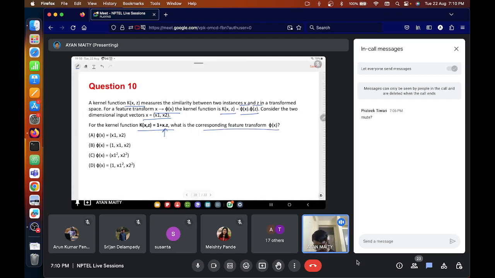So for this kernel function given, what can be the feature transformation from x to phi(x)? Four options are given for phi(x). First option is phi(x) = (x1, x2). Second option is phi(x) = (1, x1, x2), and third is phi(x) = (x1², x2²), and fourth option is phi(x) = (1, x1², x2²). So for this kernel k(x, z), what is the transformation from x to phi(x)?